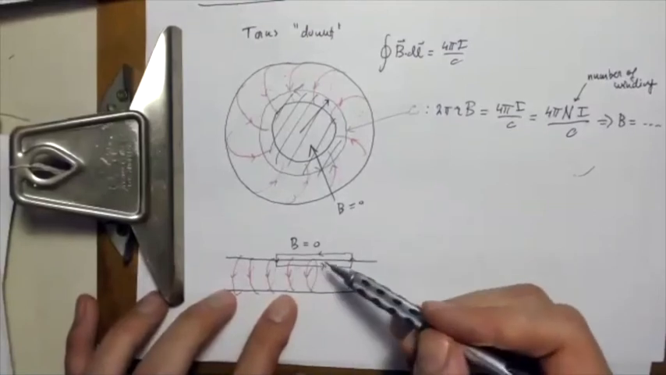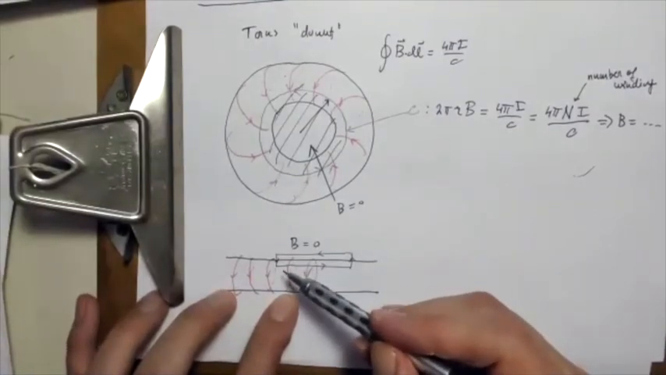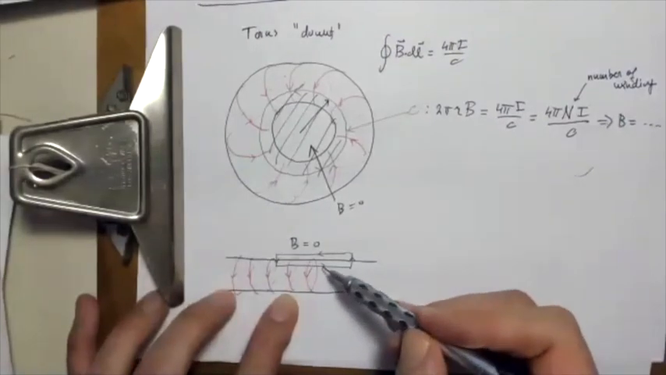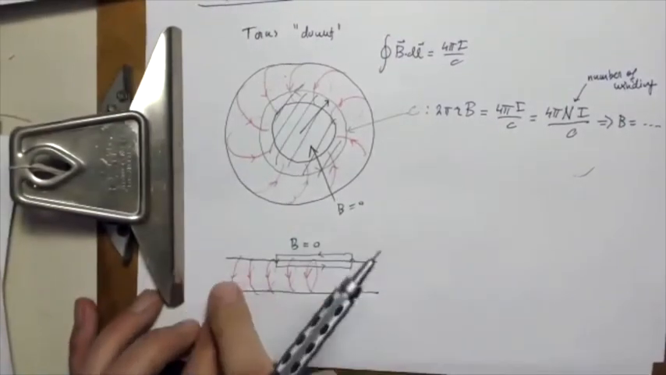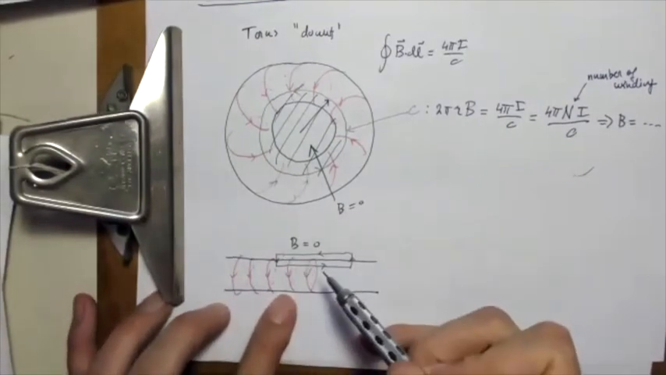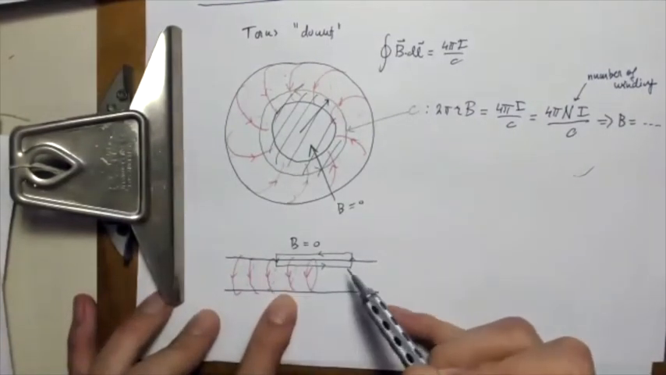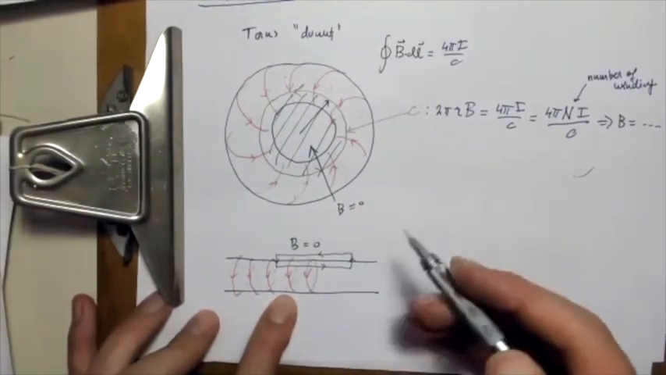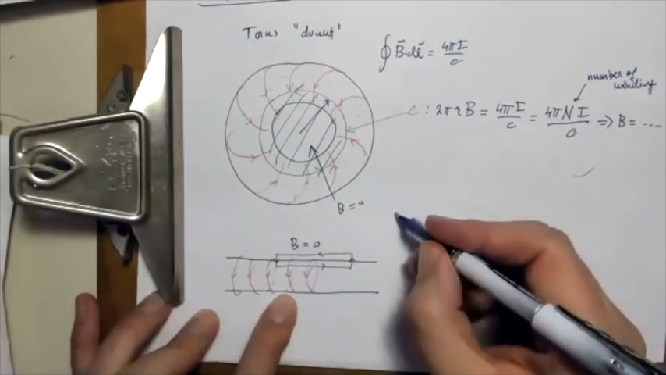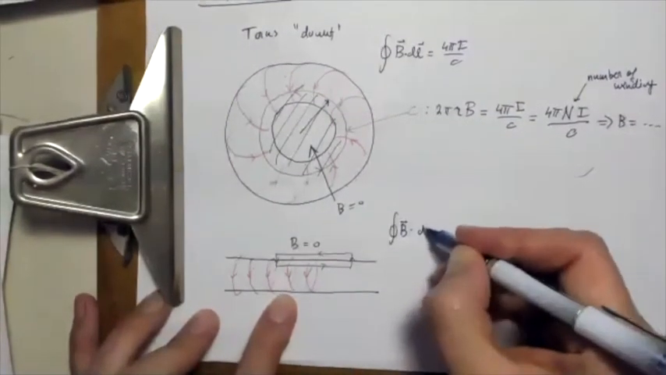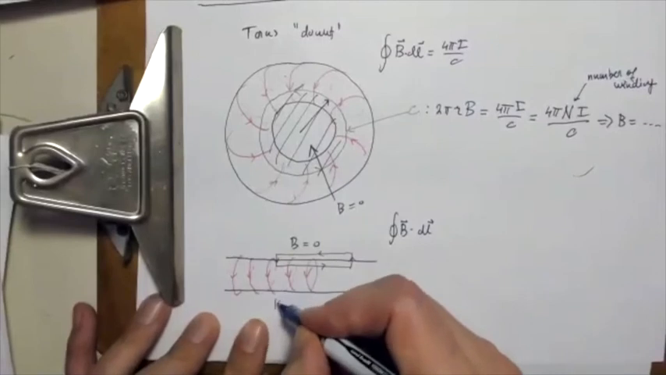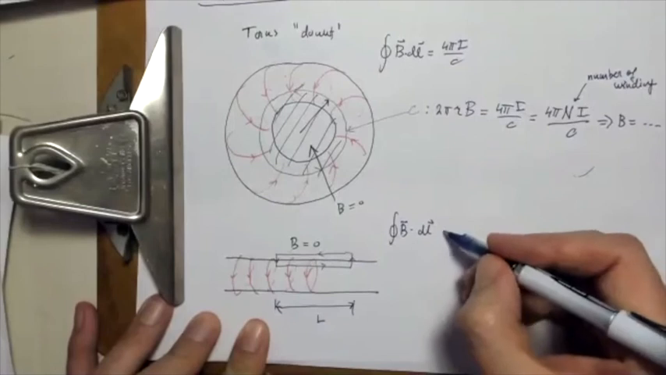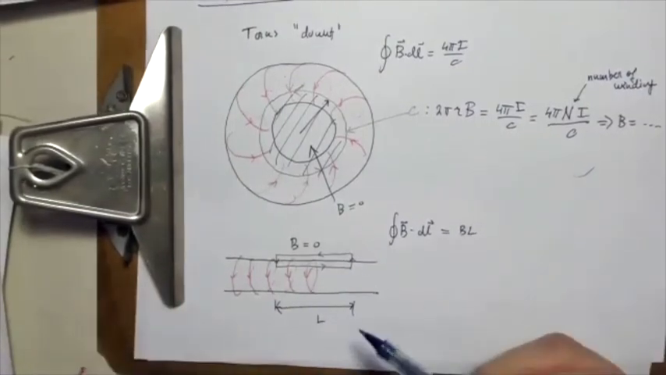And then we ask ourselves, okay, if the field is pointing in this direction, which it is, then because of translational invariance in this direction, we don't really expect the B field to change over the course of this part of our line integral. So this is going to give you a contribution to the line integral equal to L. So let's call this L. All right, so it's going to be B times L.